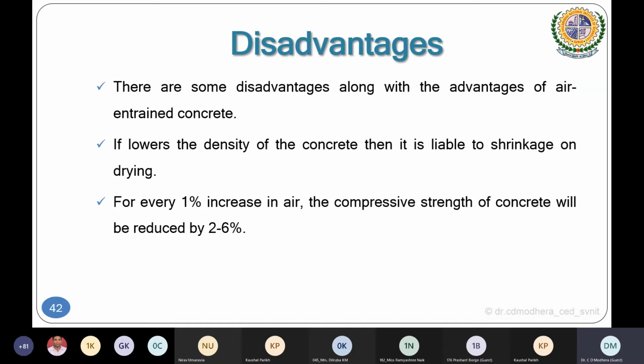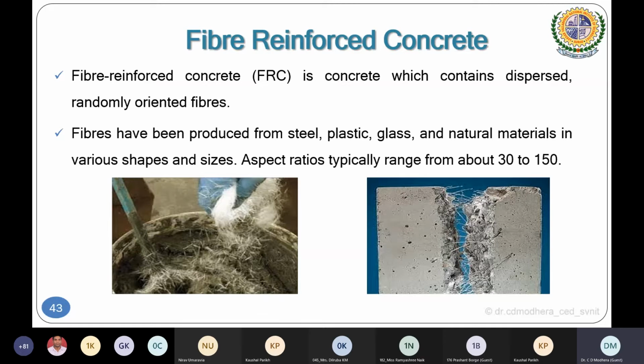Okay. The disadvantage is again that we have to use an air entraining agent, so cost will be added. It lowers the density, it is lightweight, so it is liable to shrink also later on. Drying shrinkage is there, and for every 1% increase in air, the compressive strength will also reduce by 2 to 6%. So I think in one way we are getting an advantage, and in another way we are compromising with some disadvantage. So where and why we are using it must be clear, and looking at the quantum or importance of the project, we have to select the appropriate material, right?